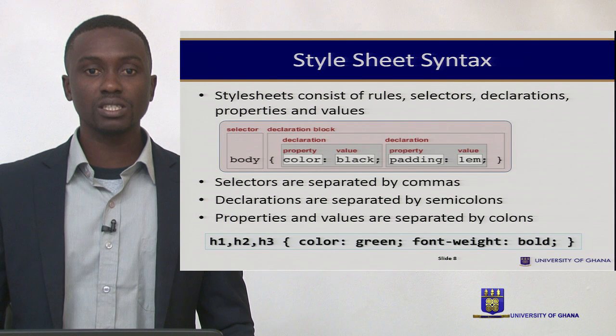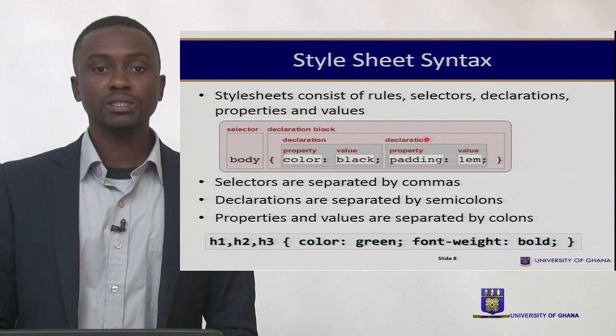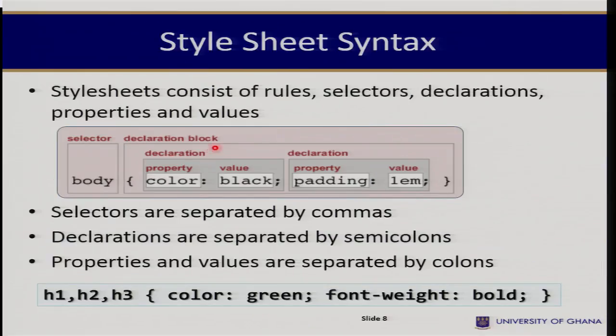Now, style sheets consist of rules, selectors, declarations, properties, and values. The description here gives us a total understanding of how to use CSS. First of all, we specify the selector. In this case, it is the body. Selectors are used in three different ways, and when we get to that portion, we'll understand it better. From the opening of the curly braces to the end of the curly braces, we call it the declaration block.